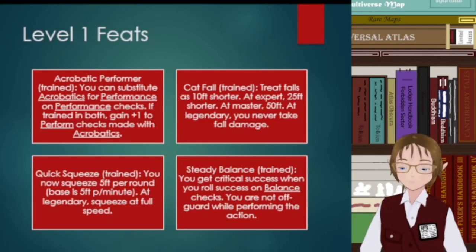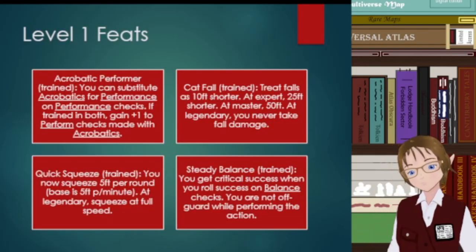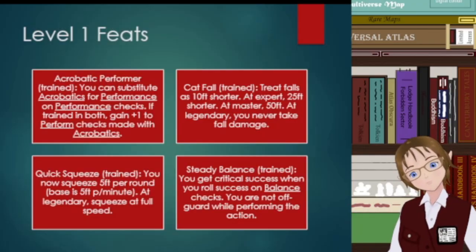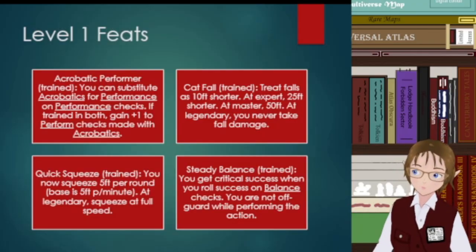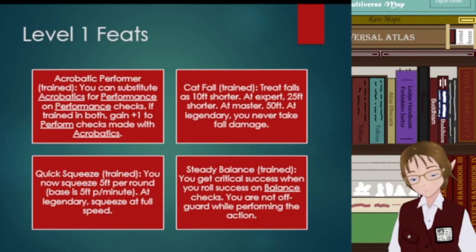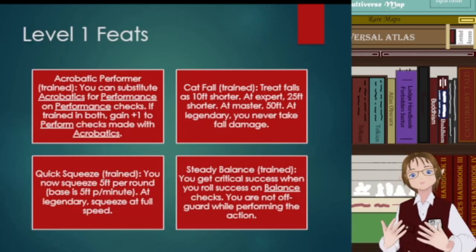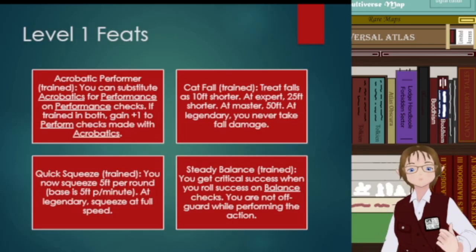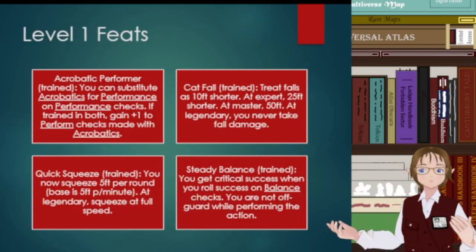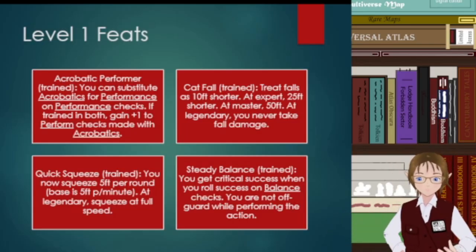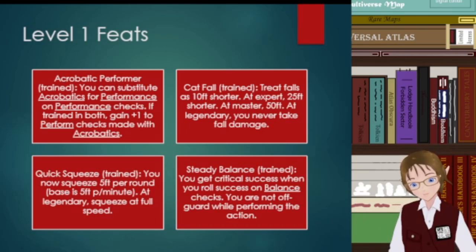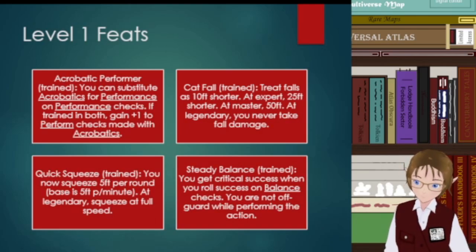So, the level 1 feats for acrobatics. The first one is Acrobatic Performer. The way this works is basically you can use acrobatics for your perform checks. So if you're trying to impress people with your acrobatic skills, like if you're doing a juggling show or something like that, you can use acrobatics instead of trying to roll performance.